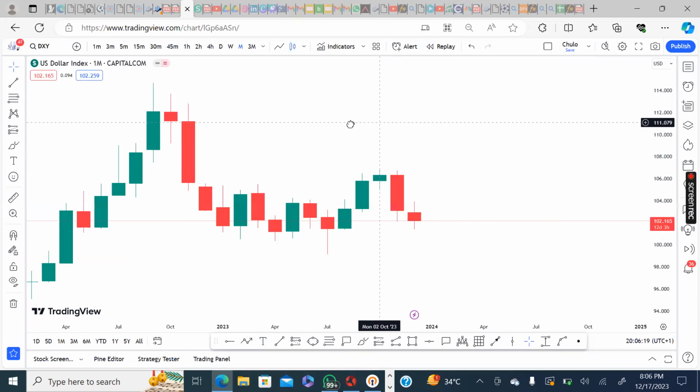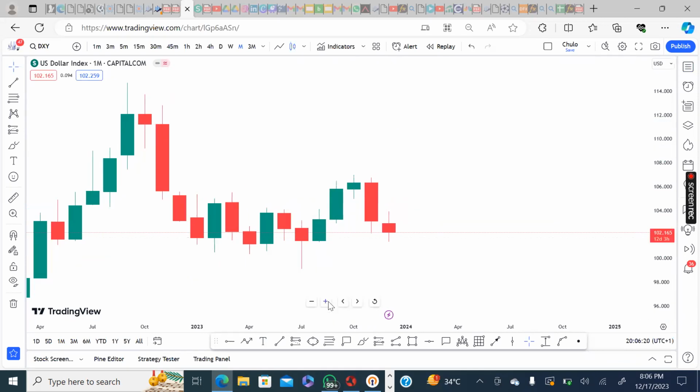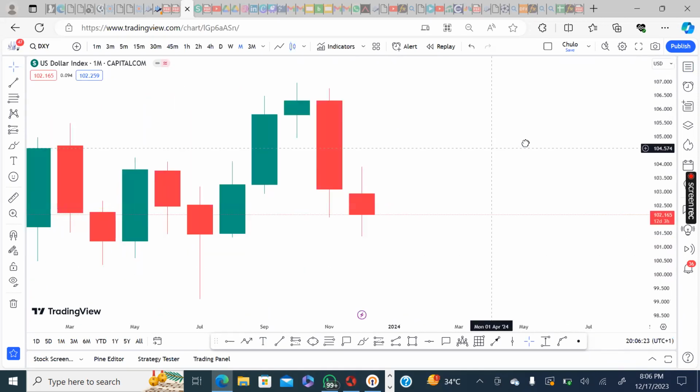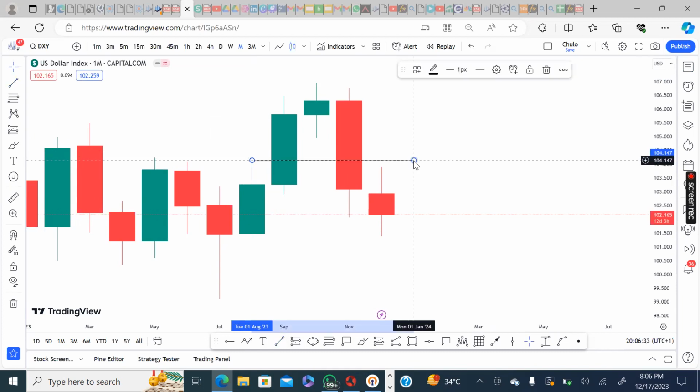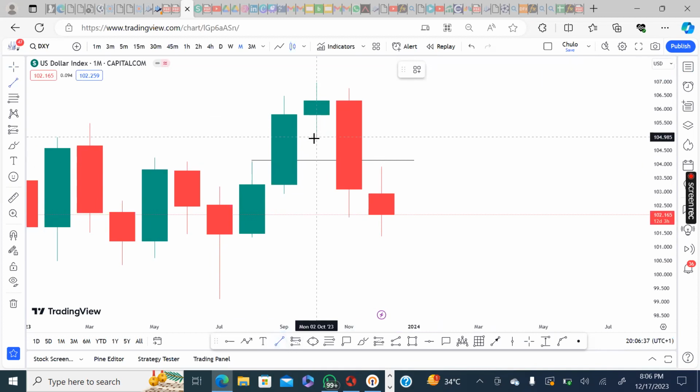Okay, so last week I made mention of this inverse FVG here, which price closed below, so showing us a move to the downside.